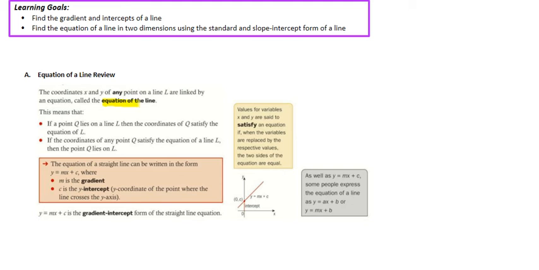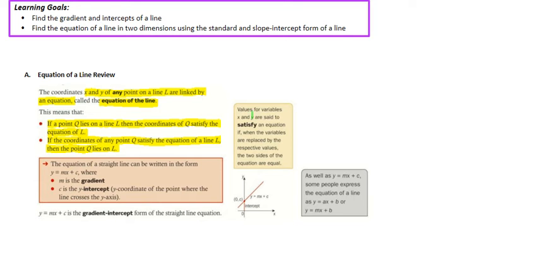So the equation of a line is basically something that algebraically communicates the relationship or the connection between the x and y coordinates of any point on that line. So what this really means is a couple of things. One, if a point is indeed on the line, then the coordinates of that point will satisfy the equation. The reverse of that is also true. If the coordinates of any point satisfy the equation, then we can conclude that that point lies on the line.